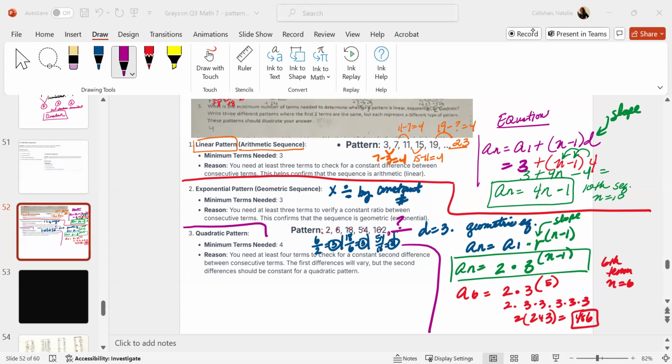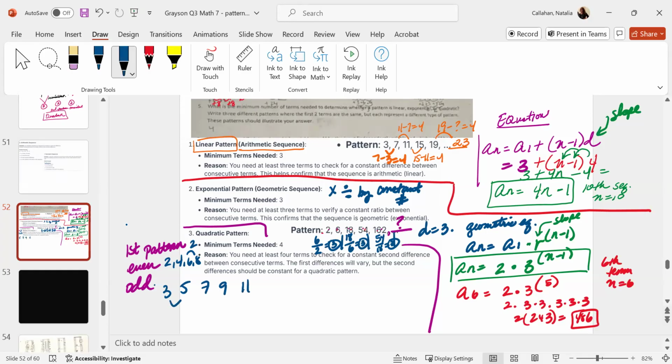All right, quadratic. We don't need to have a formula for this one. Remember with quadratic, the first pattern is always different. It's usually either even or odd. Have you noticed that? Like usually it's 2, 4, 6, 8, because then the difference here is 2 for the second pattern, right? Or it might do 3, 5, 7, 9, 11, because the difference here is still 2. Do you see that for the second pattern?